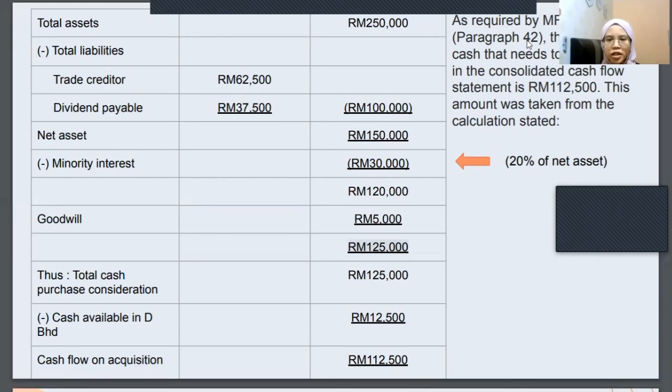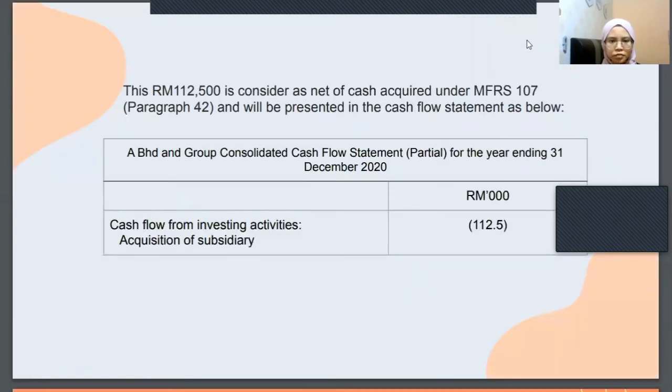The amount of cash that needs to be presented in the consolidated cash flow statement is 112,500 ringgit. So this is the way we present it in the cash flow statement: the acquisition of subsidiary of 112,500 ringgit is under the cash flow from investing activity. So I will pass to Fatana to continue the presentation.